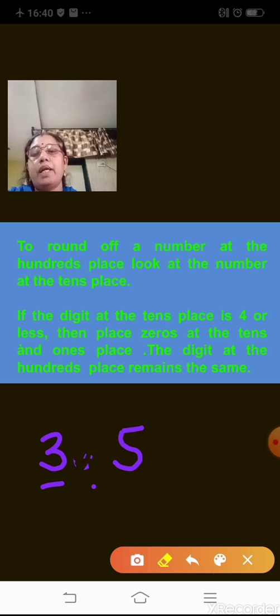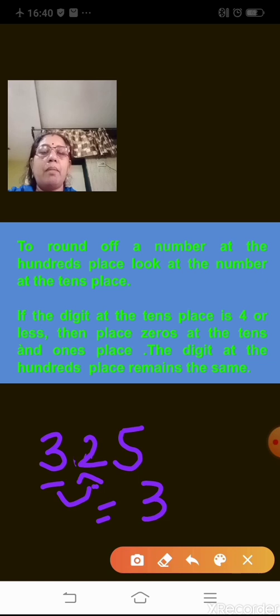Suppose I am taking the number 325. Let us follow the first rule first. If the digit at the tens place is 4 or less, here it is 2, that means it is less than 4. So what you will do is, you will place 0 at the tens place and the ones place. Suppose I am putting an arrow mark here. When you are rounding off a number to the nearest 100, you will keep the number 3 as it is, and you will put the number 0 at the tens place as well as at the ones place. So when rounding off, it becomes the number 300.